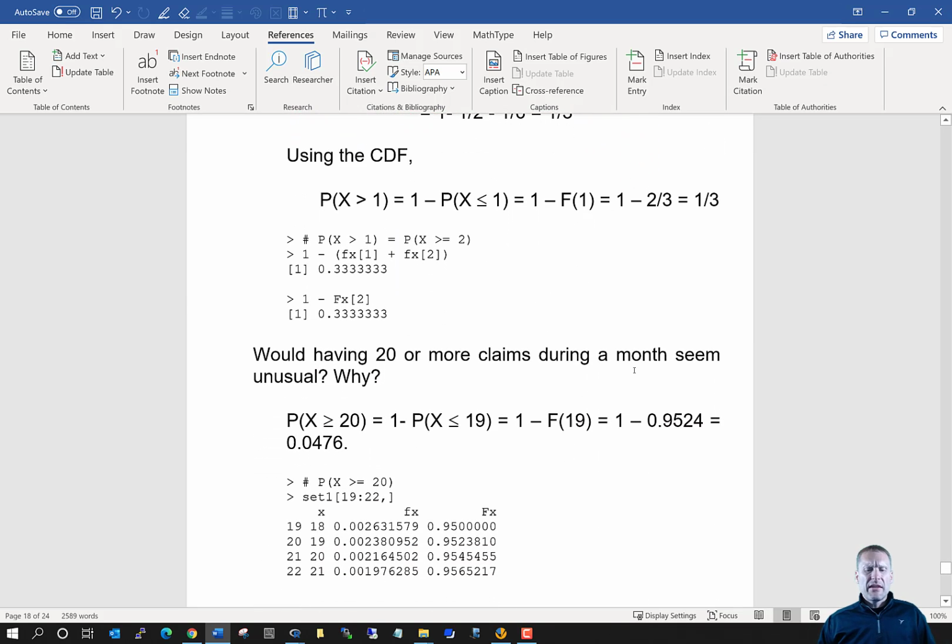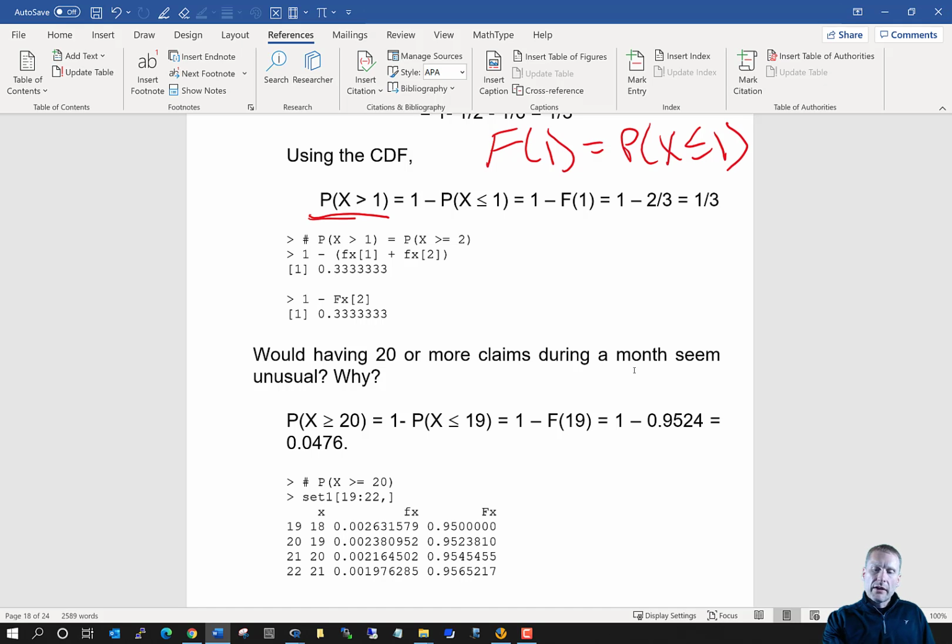In terms of the CDF, you can see how things can be rather simple. For our CDF, again, we're looking at cumulative probabilities. So if I look at capital F of 1, that's equal to the probability x is less than or equal to 1. And so when I look at probability x is greater than 1, use the complement, 1 minus the probability x is less than or equal to 1. Now that's 1 minus capital F of 1. Or in other words, 1 minus 2/3 equal to 1/3.